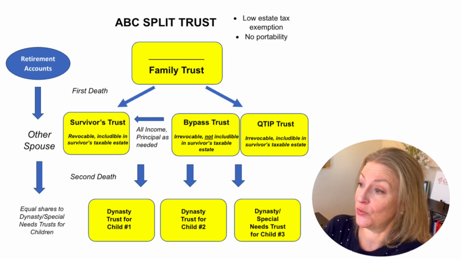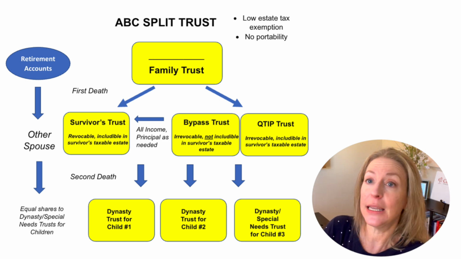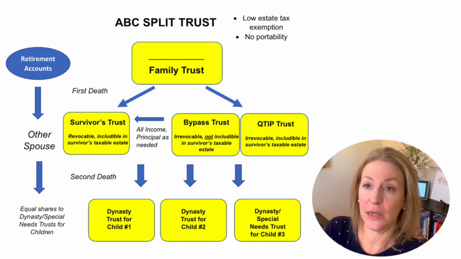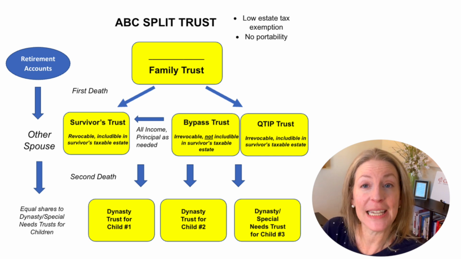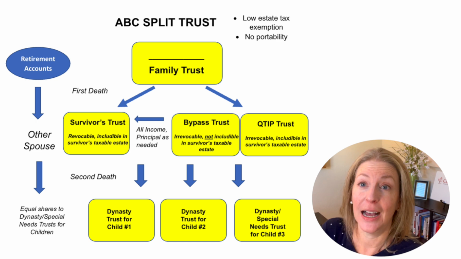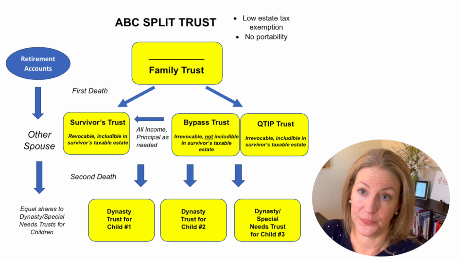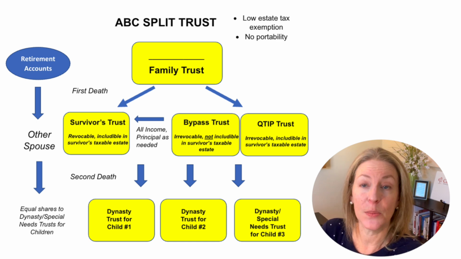Then anything in the survivor's trust upon the survivor's death gets a step up in cost basis. Anything in the Q-tip trust gets a step up in cost basis. But anything in the bypass trust is protected from estate taxes, but it does not get a step up in cost basis, all right? So that can be a drawback.